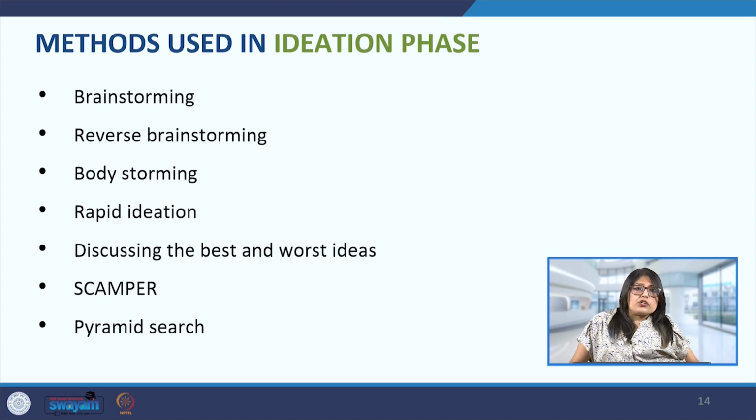Then rapid ideation is a time bound activity wherein the participants quickly generate as many ideas as they possibly can. So here also we are looking at the quantity and not really at the quality. This is a creative method where we are able to generate high volumes of ideas in a short period of time.